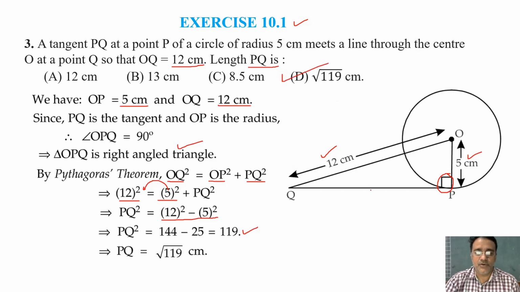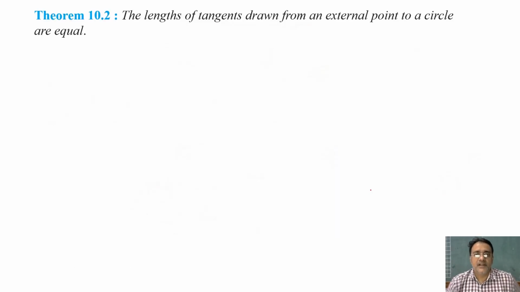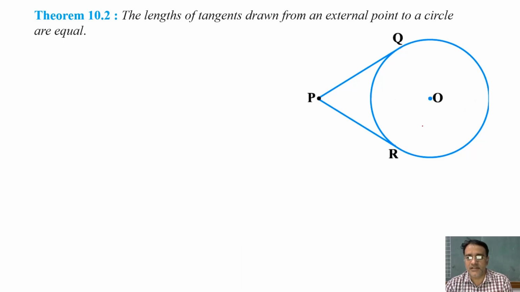Okay, so now let us move towards theorem number 10.2. This is also one of the important theorems from last year. The lengths of the tangents drawn from an external point to a circle are equal. So let us draw the circle, and P is an external point, and from P we have drawn two tangents. So the lengths of both are equal; we have to prove that. That means we have to show that PQ is equal to PR.